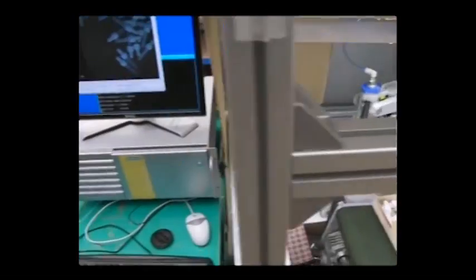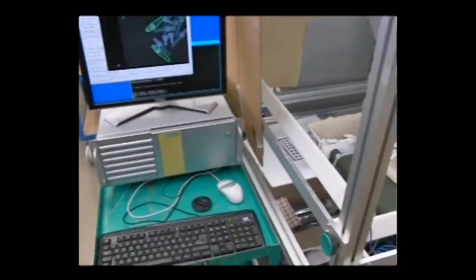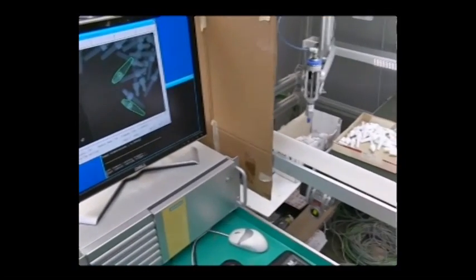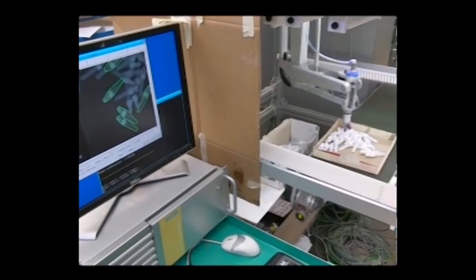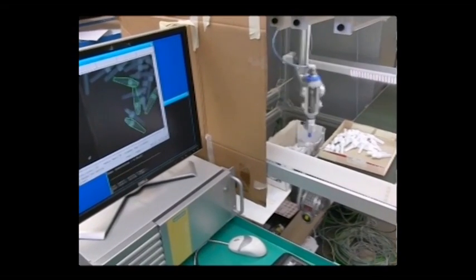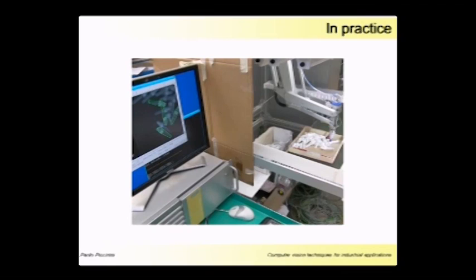So, finally, moving to the PC that manages the robot. In the monitor, you can see that there are some green bounded objects. Those are the ones detected by the system, and the object to be picked is selected among these.